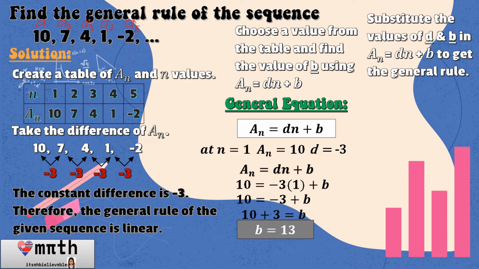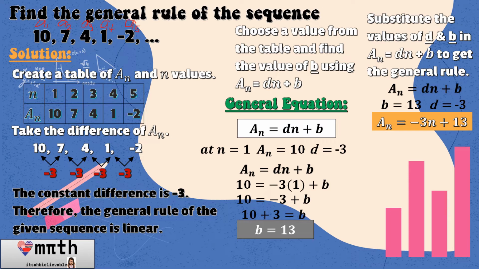Next, we need to substitute the values of d and b in a sub n is equal to d times n plus b to get the general rule. Assuming the value of b is equal to 13 and our common difference d is equal to -3, we get a sub n is equal to -3n plus 13. So that will be our general rule as we substitute the values of b and d on our formula.